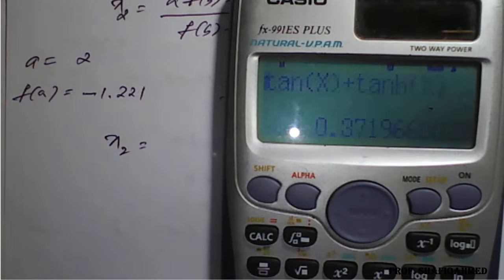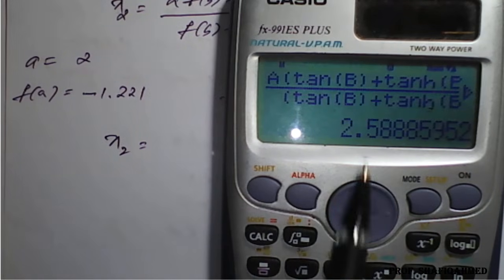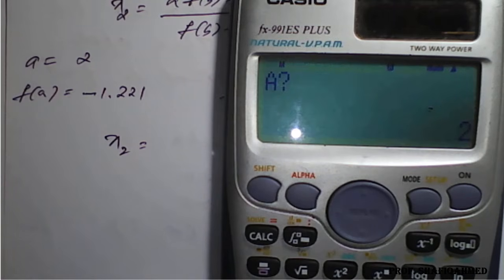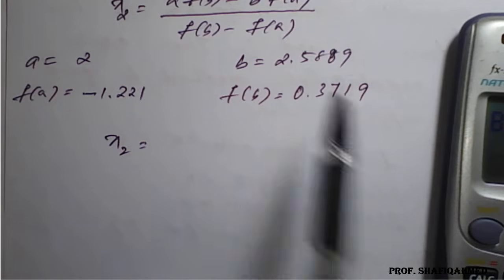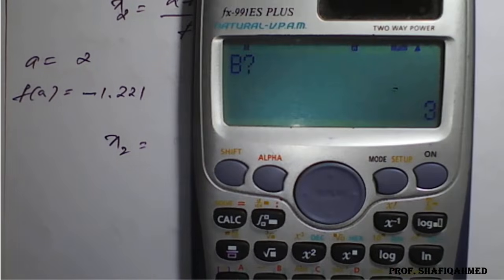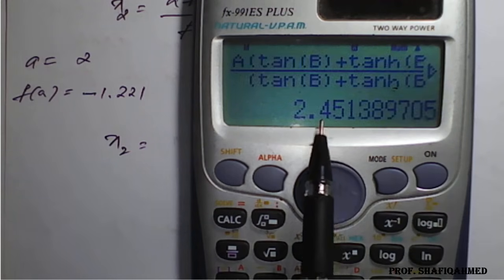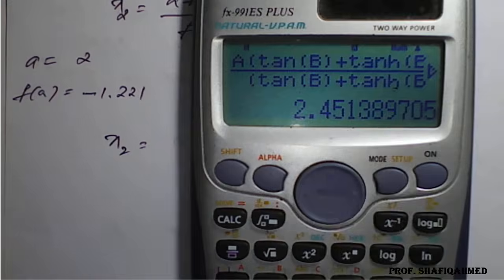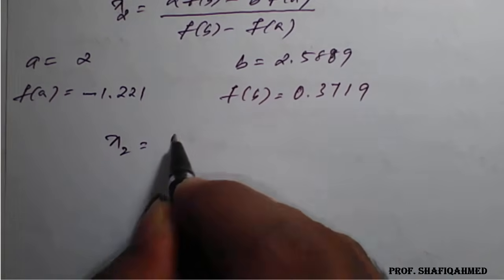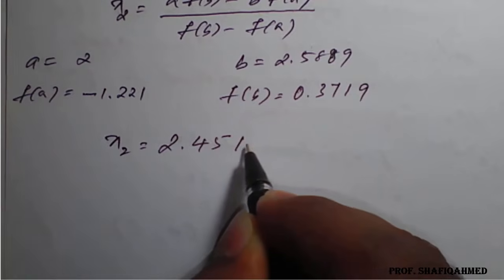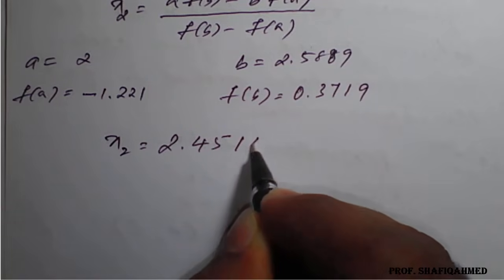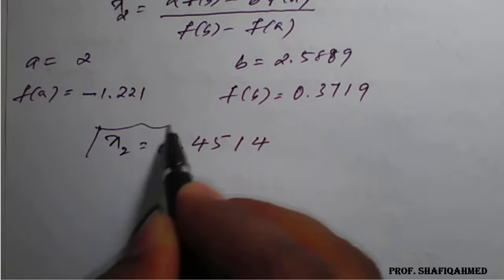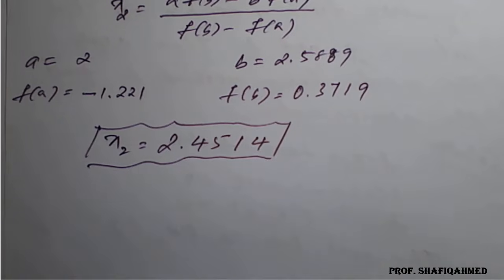Using the calculator, just press the center button so that we get back the above equation. Go for the calc option, so the a value is 2 and the b value is 2.5889, and we'll see the answer here as 2.45138. So 2.4514 we will take; if you round up it will become 14. So this is our x2, the second iteration.